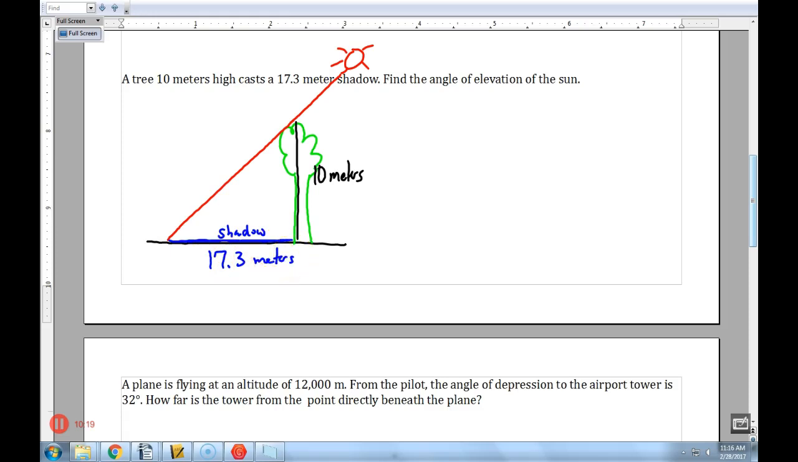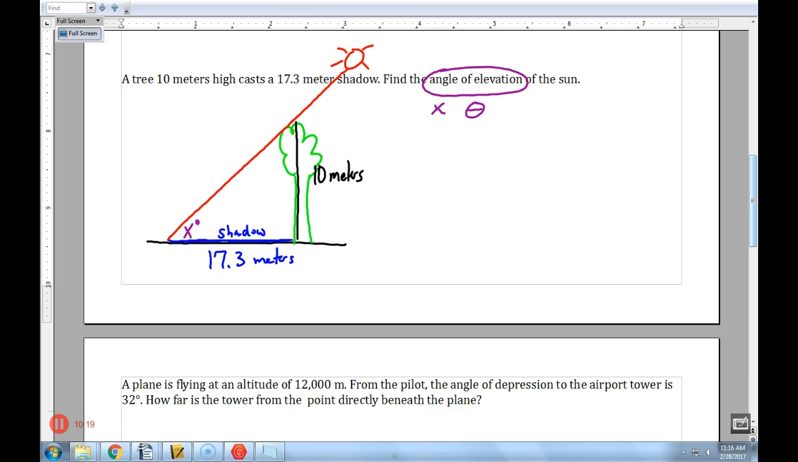And we need to find out the angle of elevation. So let's call this angle of elevation theta. We could call it x if we wanted to. Maybe we'll just call it x. So this is going to be x degrees. That's what we're trying to find there, the angle of elevation.